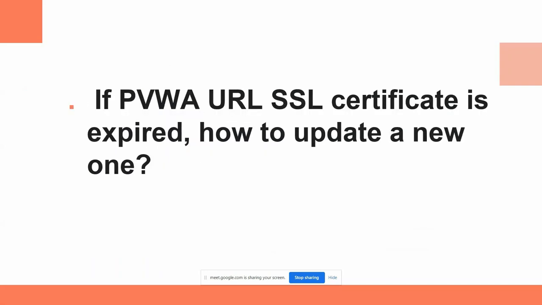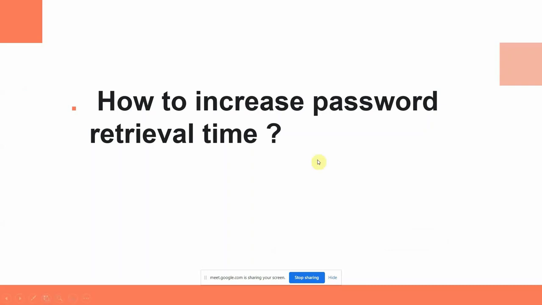Okay, we were on the SSL certificate. Next question is, how to increase the password retrieval time? In CyberArk, when you click on the show option, your password is displayed for a certain time. After that time is met, it will again be hidden and you cannot see it in plain text. So from where can you increase that time?